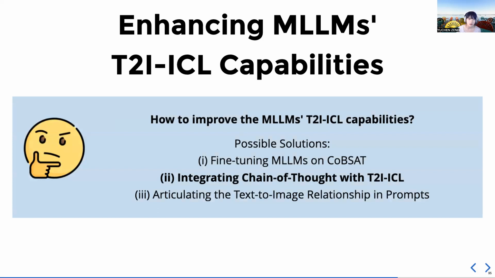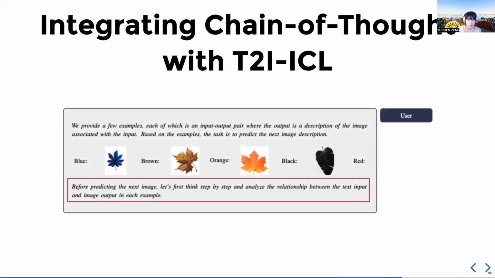Another thing we tried is chain of thought. Chain of thought is a very popular prompt engineering technique for large language models, and it has shown very impressive empirical results on many tasks. But here I just want to give you a more detailed introduction about what chain of thought is and how we integrate it with T2I ICL.